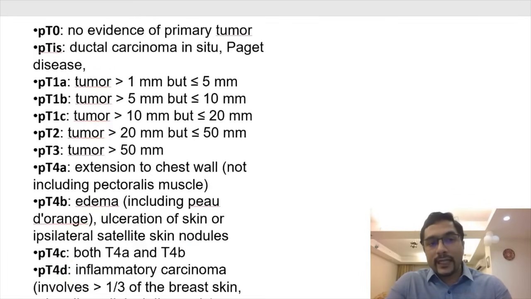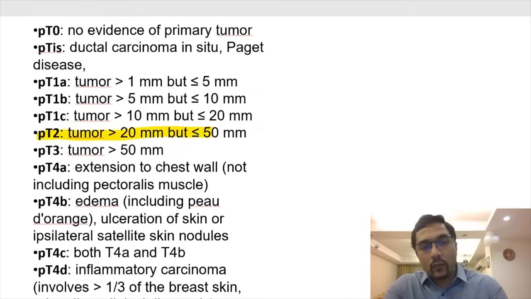So this is the TNM staging. The important things you should know, that T1 is a tumor less than or equal to 2 centimeters. T2 is more than 2 but less than or equal to 5 centimeters. T3 is more than 5. T4A is to the chest wall.